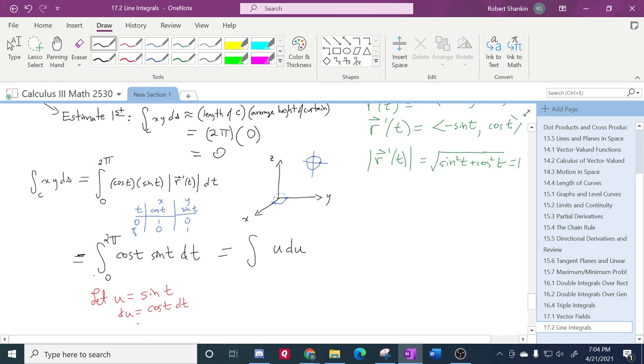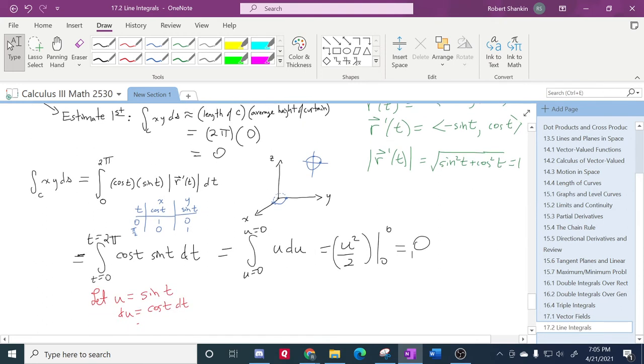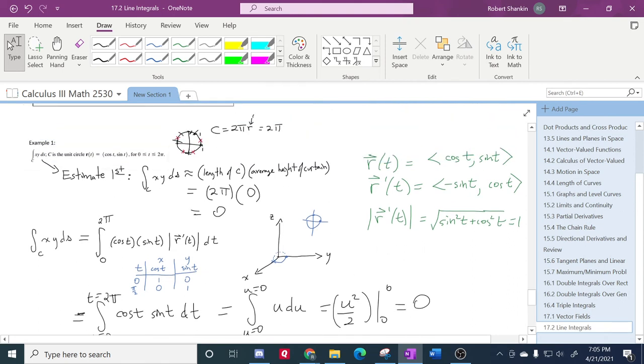And then when t equals 0, plug it in here, u will also be 0. When t equals 2 pi, u will also be 0 again. So you're going to get u squared over 2 evaluated from 0 to 0, which is 0, which is what we estimated. See how important this estimation was. I would probably have 0 confidence in my answer, and I would think, oh, I did something wrong, I got 0, unless I had estimated my answer first.